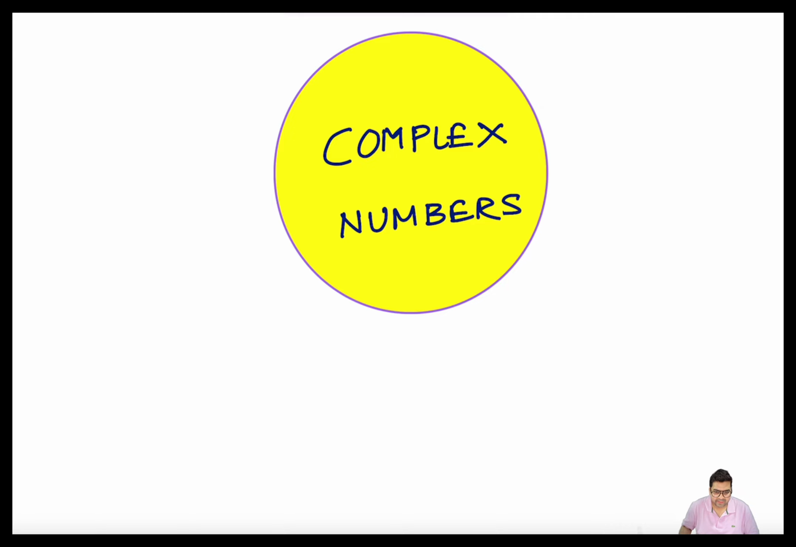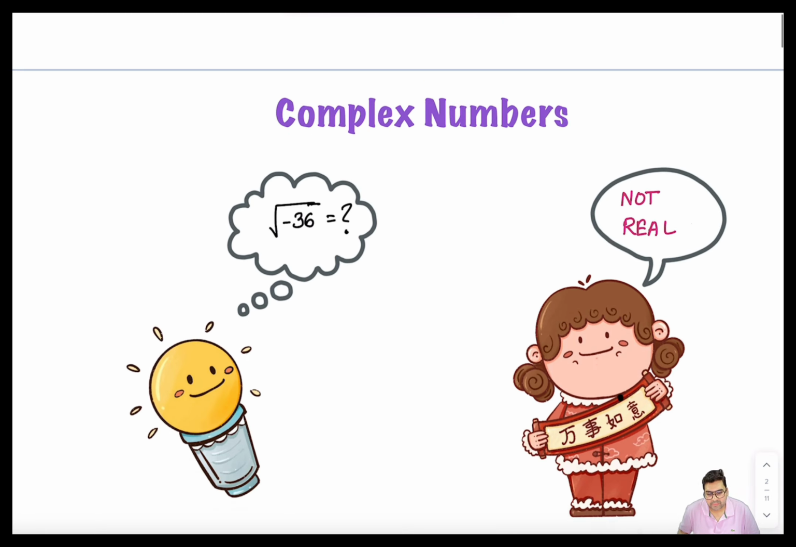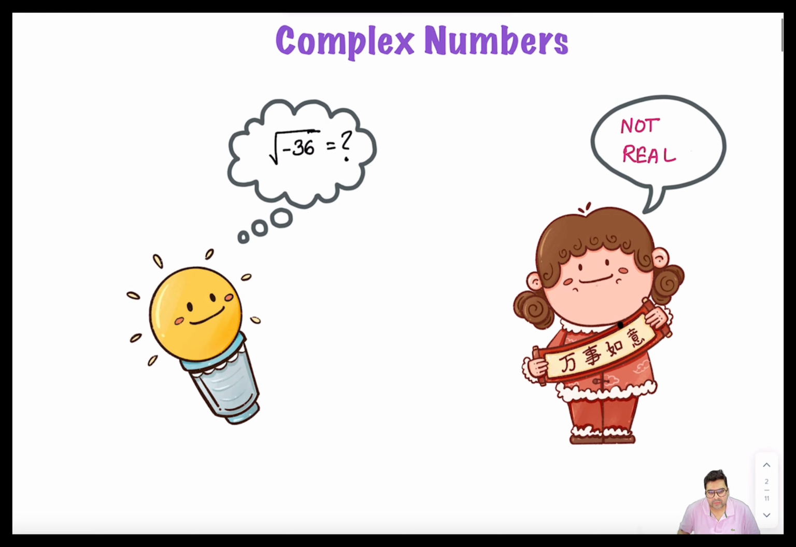Hello everyone. So before we begin with complex numbers, I just need to talk about a little bit of background. You might have studied square roots back in the day, and when you come across something like square root of minus 36, which is not a real number, that's how our teachers have told us, then the question is, what is it if it's not real?